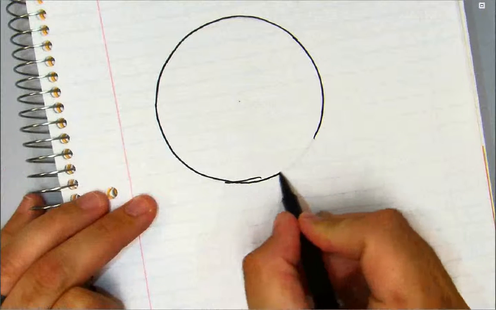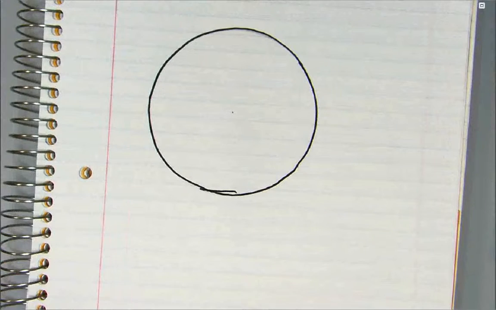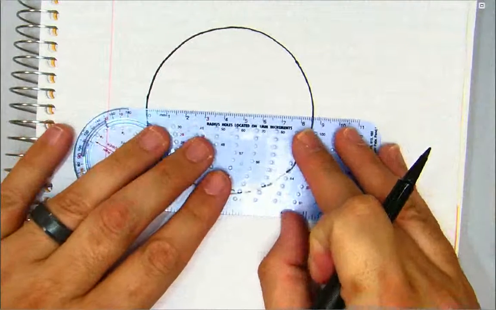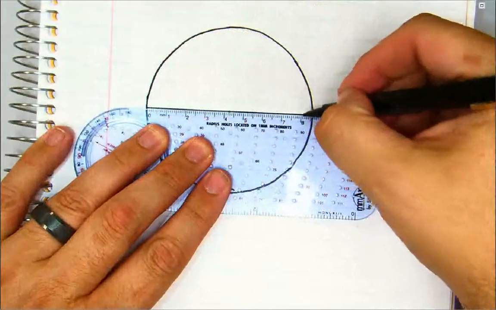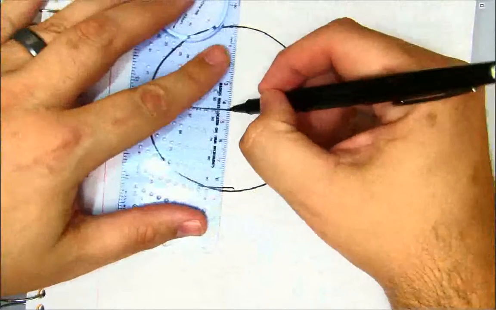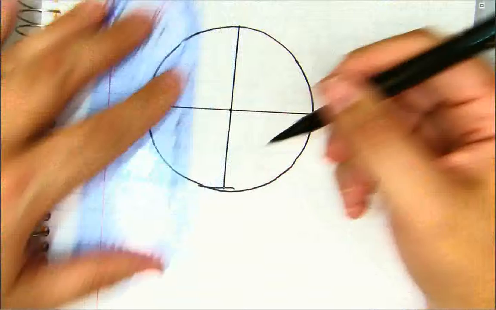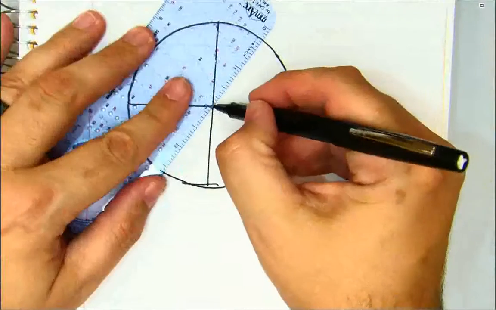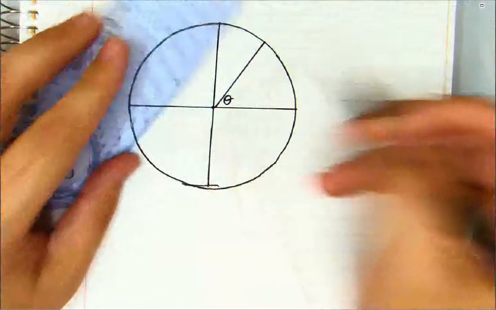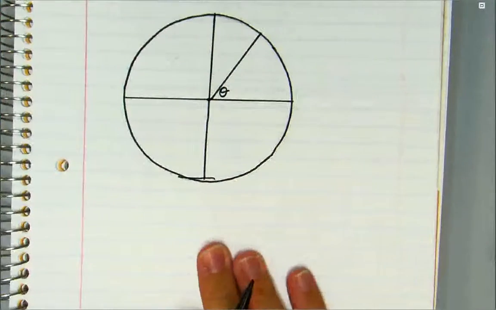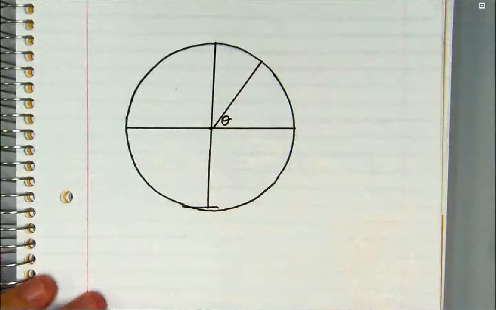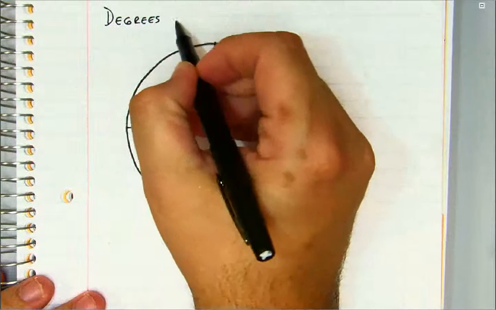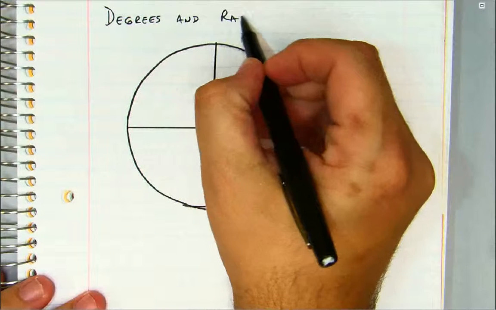Whoops. We won't deal with the stuff down there. Now, in the center of your circle where I have that, I'm going to draw the coordinate plane. And what I'm going to end up doing is I'm going to draw this, and I'm going to call that theta. And we're going to call this degrees and radians.